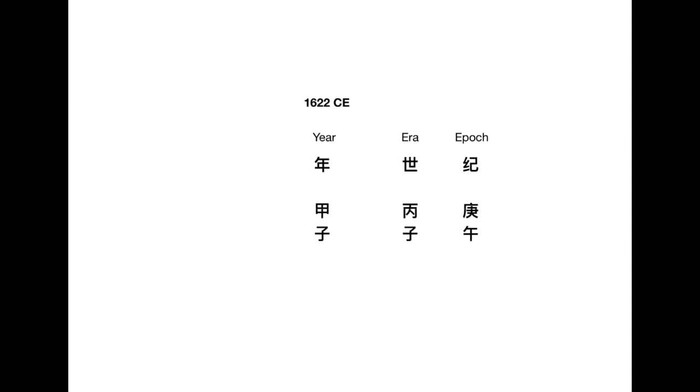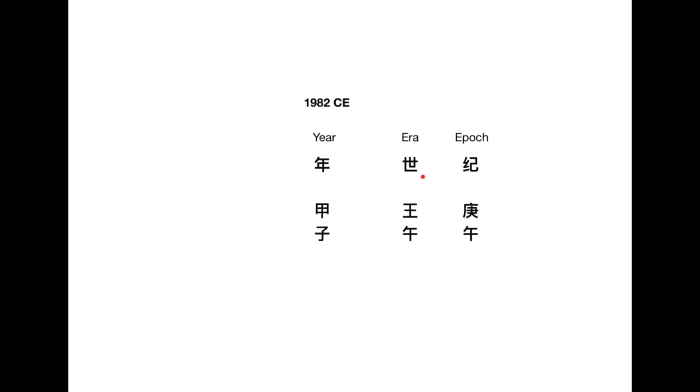And to figure that out, we've got to do steps of 60. So 1622 plus 60 is 1682, and that was a Ding Chou. Plus 60 again takes us to 1742, which was Wu Yin. Plus 60 takes us to 1802, which was Ji Mao. Plus 60 takes us to 1862, which was Geng Chen. Plus 60 takes us to 1922, which was Xin Si era. Plus 60 takes us to 1982, which was a Ren Wu era. So now we are in the actual era.